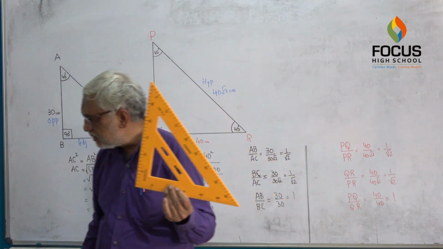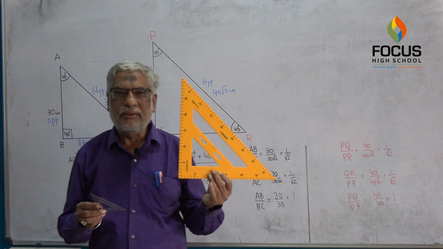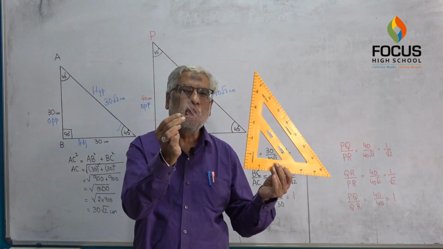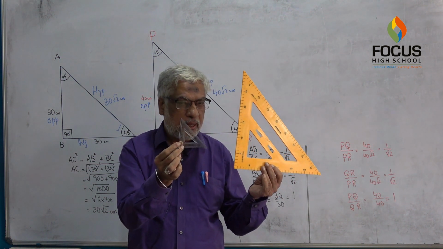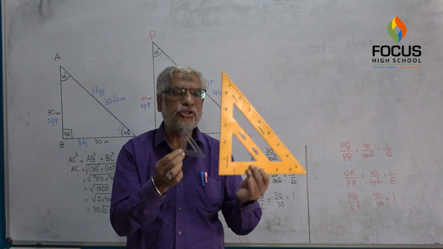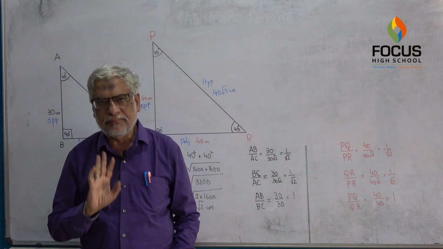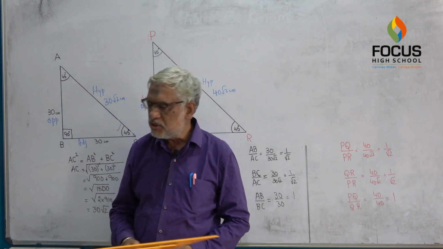Whether my triangle is as big as my geometrical instrument box of the school or as small as the set square that is there in your compass box, both will give you the same ratio. And this is the basic of trigonometry. The topic that we are discussing over here is trigonometry.